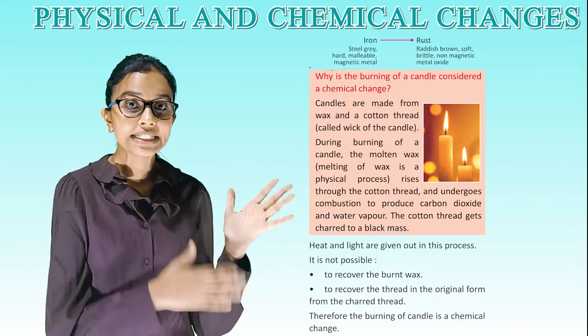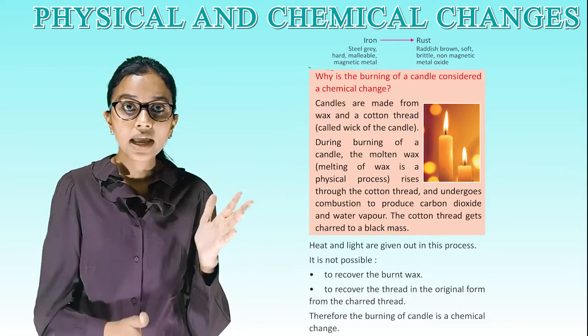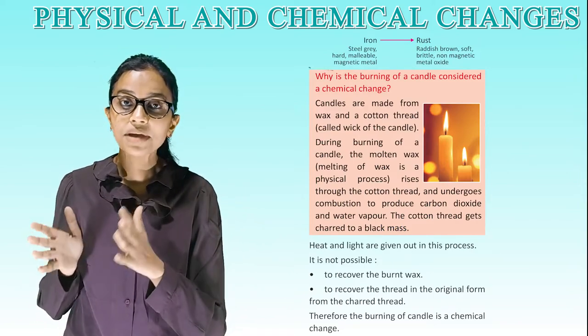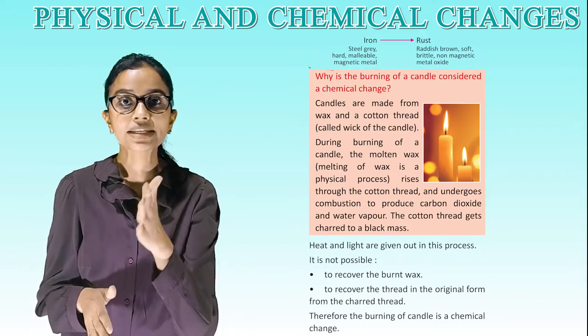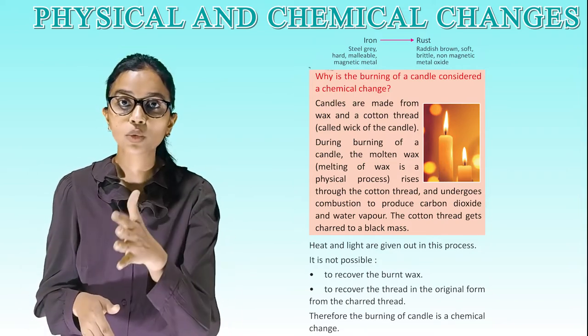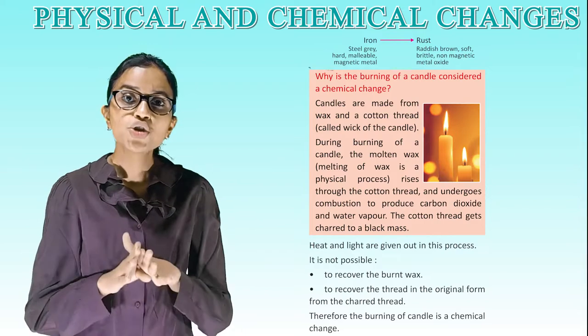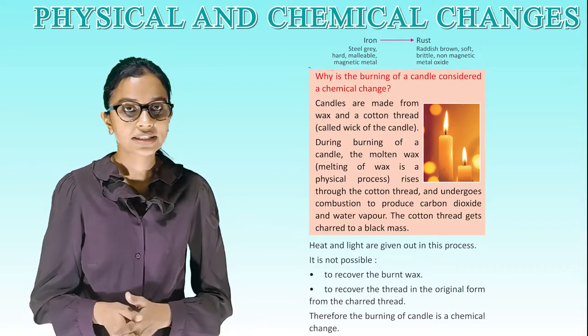Iron or steel, a gray, hard, malleable, magnetic metal, is converted into rust, that is, a reddish brown, soft, brittle, non-magnetic metal oxide.